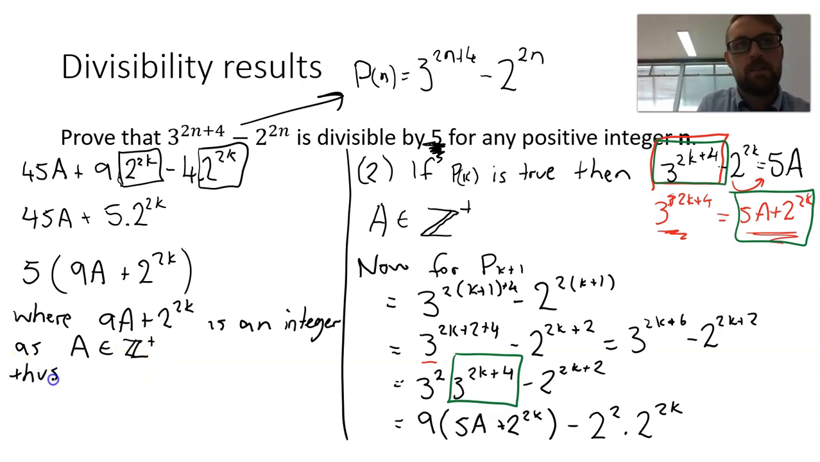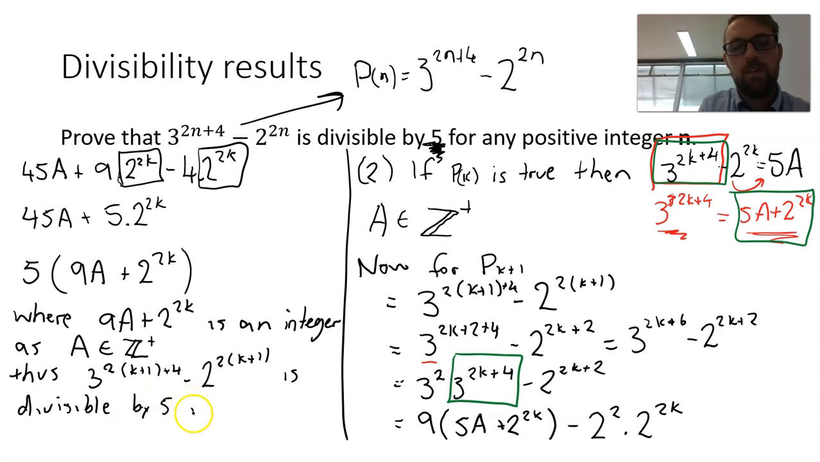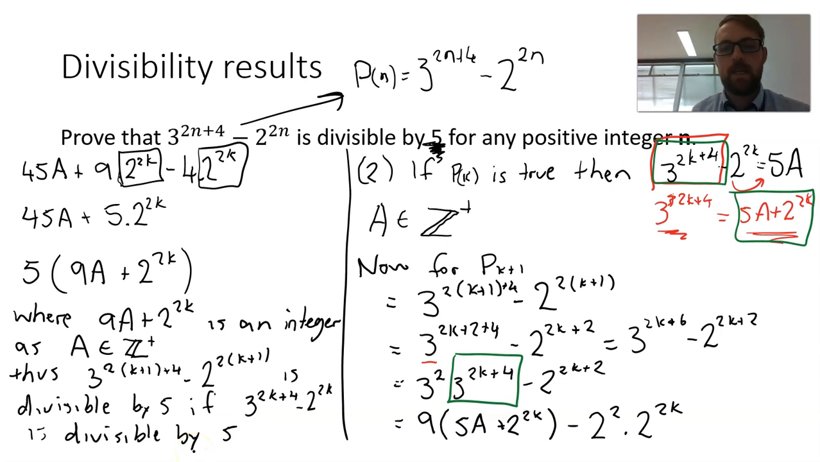Thus, 3 to the power of 2 lots of k plus 1 plus 4, take 2 to the power of 2k plus 1 is divisible by 5 if 3 to the power of 2k plus 4 take 2 to the power of 2k is divisible by 5. Okay, and that's the inductive step, realizing that if one of those dominoes falls, the next one has to fall. So just have to write one more statement out to finish it off, but again, it's quite formal. We'll just do it on the other side.